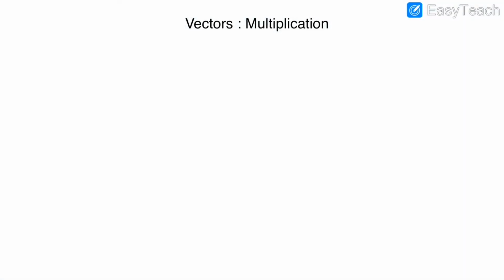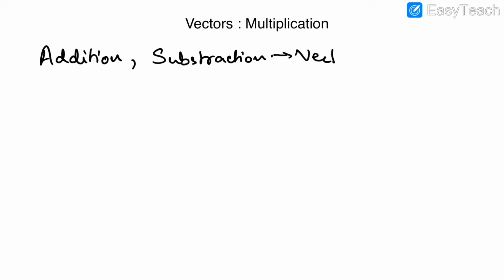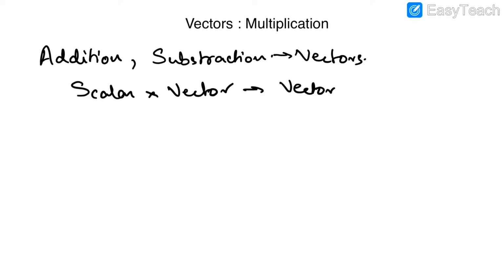Hello guys, welcome to another class of vectors. In the previous class we have already learned about addition, and based on addition, subtraction of vectors. Addition and subtraction of vectors. And one more thing we have learned, multiplication of a scalar quantity with a vector quantity. That gives you a vector quantity, right? So all these things we have learned.